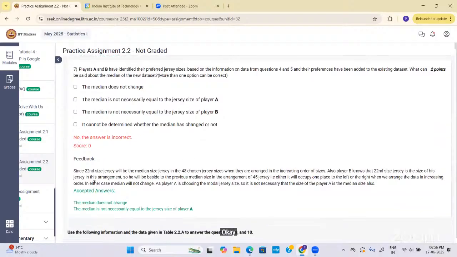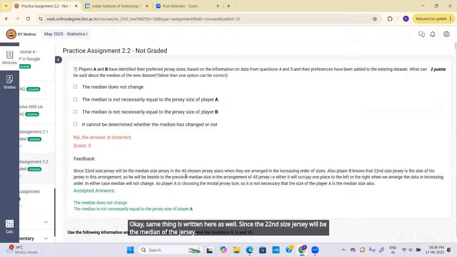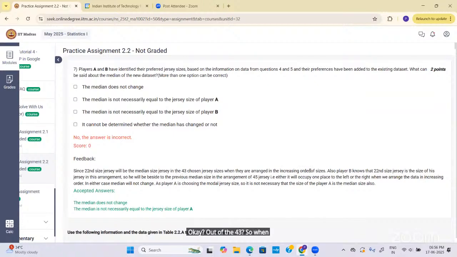Okay, same thing is written here as well. Since the 22nd size jersey will be the median of the jerseys, out of the 43, when they arranged in the increasing order of the size, and player B is ordering the same as the median, right? So player B knows that the 22nd size jersey is the size of his jersey in the arrangement. So he will be beside the median size in the arrangement of 45 jerseys. So it will be coming to the left or right of the median only. So median will not be changing. Is this clear?